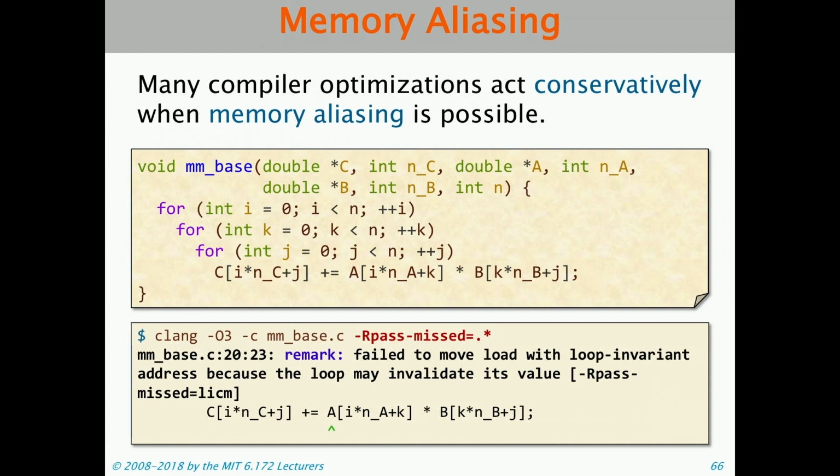In this example, we have a simple serial base case for a matrix multiply routine, but we don't know anything about the pointers to the C, A, or B matrices. When we try to compile this and optimize it, the compiler complains that it can't do loop invariant code motion because it doesn't know anything about these pointers. It could be that the pointer changes within the innermost loop, so it can't move some calculation out to an outer loop.